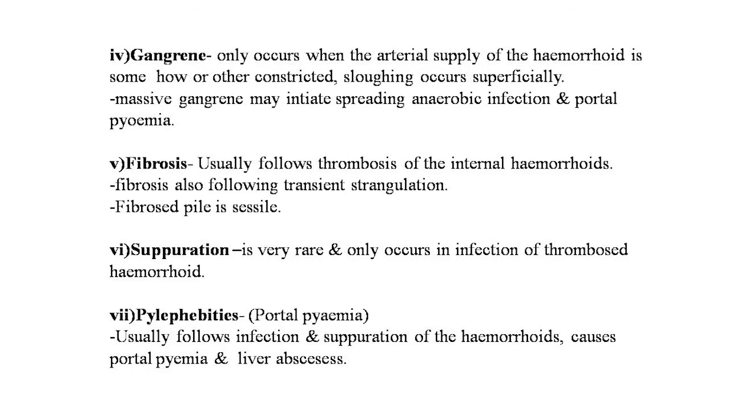The next complication of the hemorrhoids is fibrosis. It usually follows thrombosis of the internal hemorrhoids. Fibrosis also follows transient strangulation. Fibrous piles are sessile. The next complication of the hemorrhoids is suppuration, which is very rare and only occurs in infection of thrombosed hemorrhoids. The next complication is pylephlebitis of the portal vein. Portal pyemia usually follows infection and suppuration of the hemorrhoids, causing portal pyemia and liver abscesses.